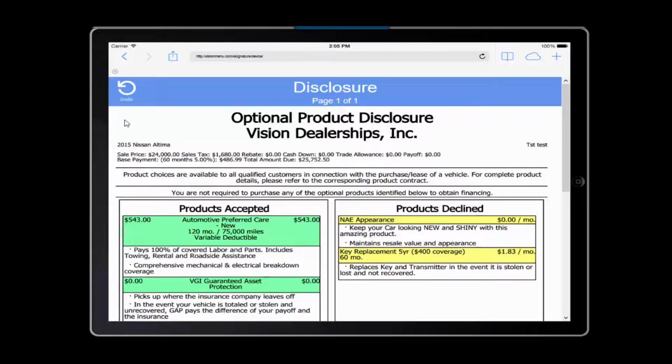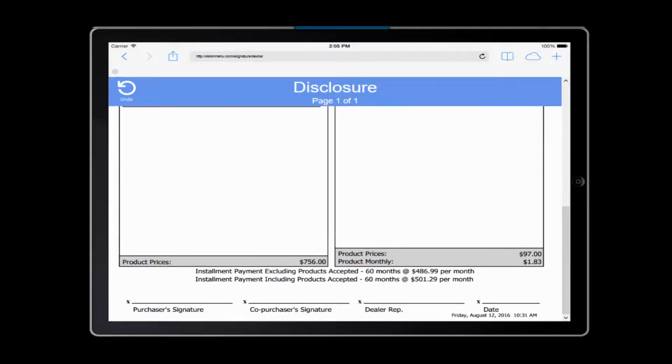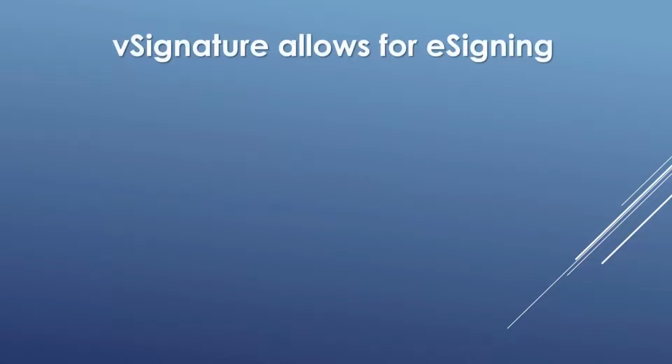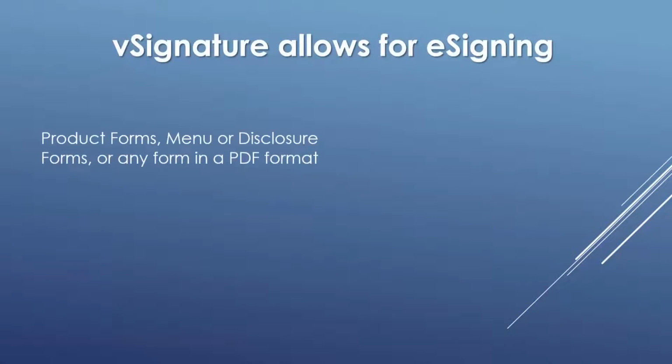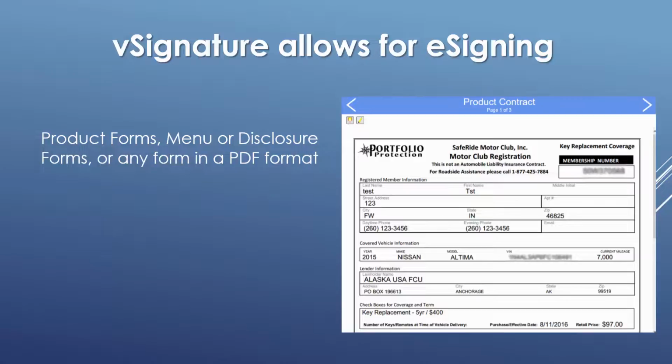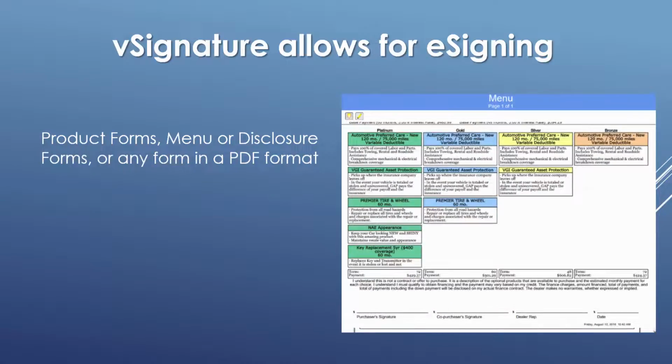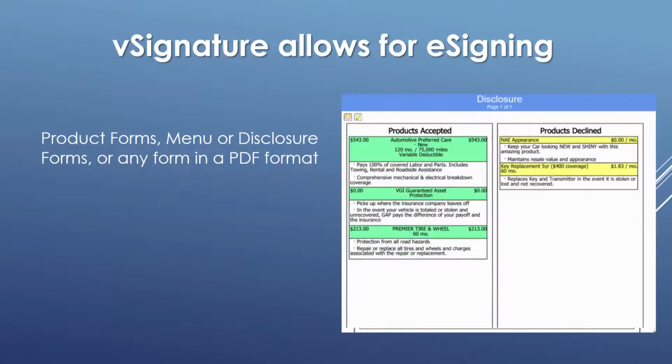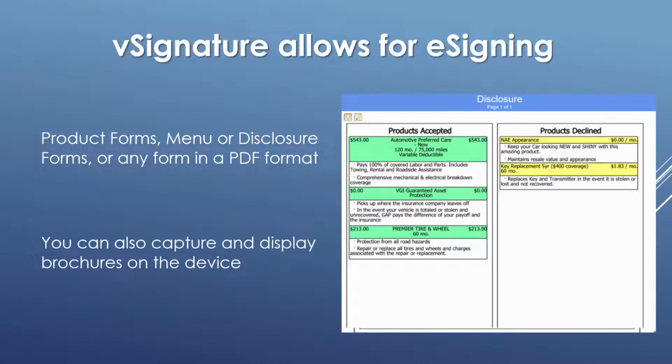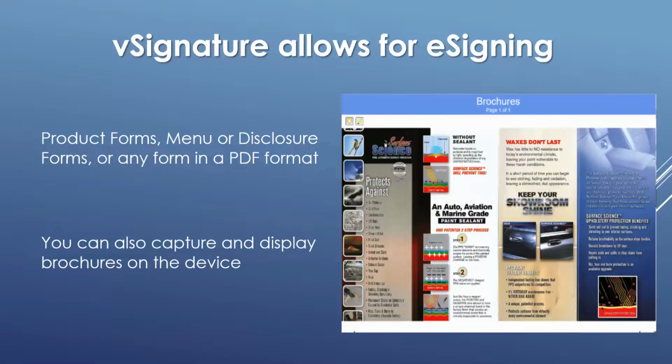Since the iPad is remote to our servers, independent of the vSignature desktop module, the customer's viewing and signing may be done anywhere in the dealership or outside of the dealership. This ensures privacy for the customer and the finance manager. vSignature allows for e-signing product forms, menu, or disclosure forms, or any form in a PDF format. You can also capture and display brochures on the device.